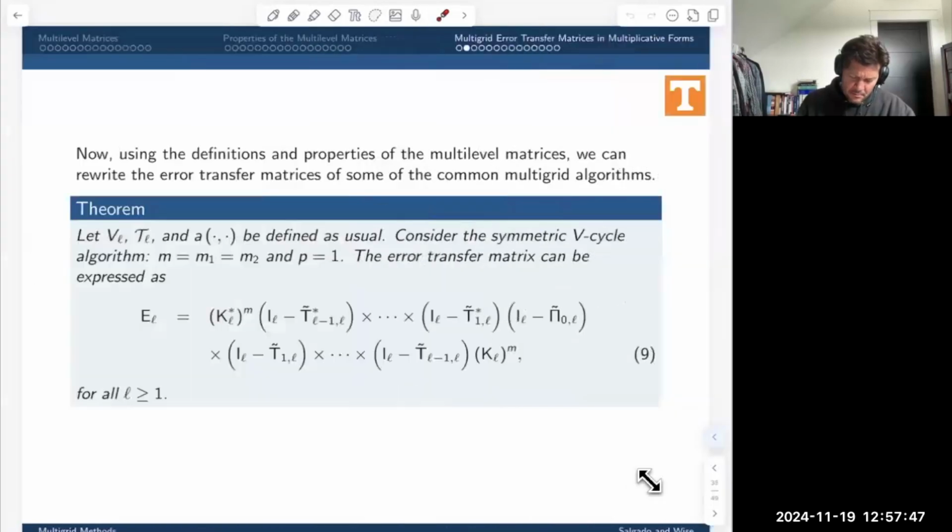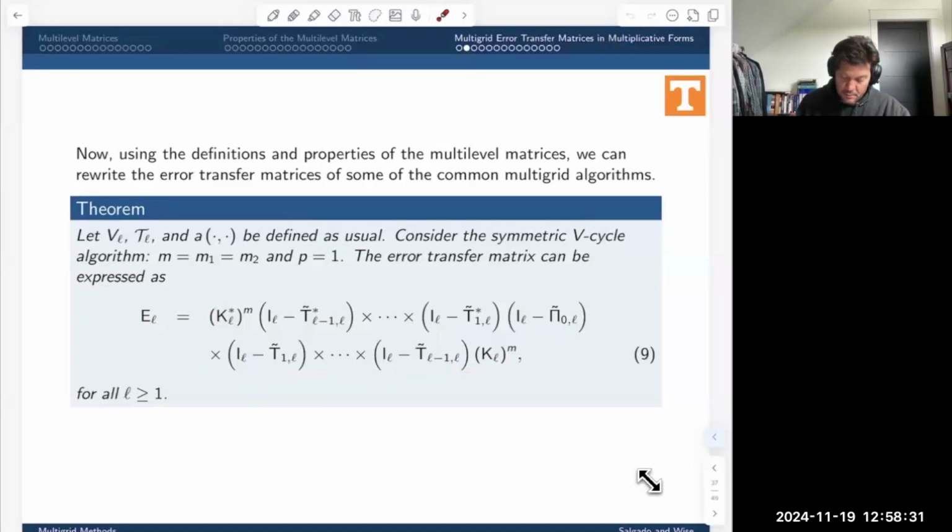Last time we proved, I'll put proved in air quotes, I guess, this theorem. We were kind of blowing through it very quickly at the end of class. The idea was that we were trying to show that the error transfer matrix for the multigrid V cycle, in the case that we had a symmetric one, symmetric V cycle means M1 equals M2 equals some common value M, and the V cycle is indicated by choosing the parameter P equals 1. Then we proved that the error transfer matrix can be expressed in this long form.